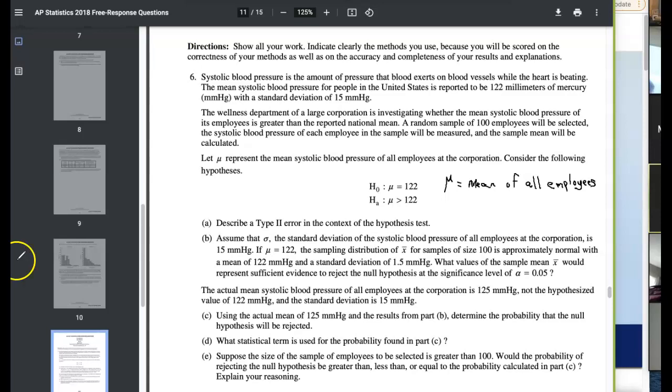Assume the standard deviation of the blood pressure of all employees is 15. So that's the population standard deviation. Therefore, we're going to do a z-test. We'll get to z-testing and t-testing next week, even though I introduced it today. I just wanted you to get familiar with the problem 6 question. There's your standard deviation. N is 100. Mean is 122.